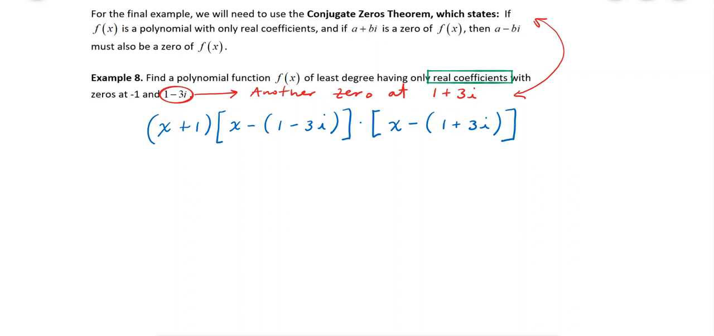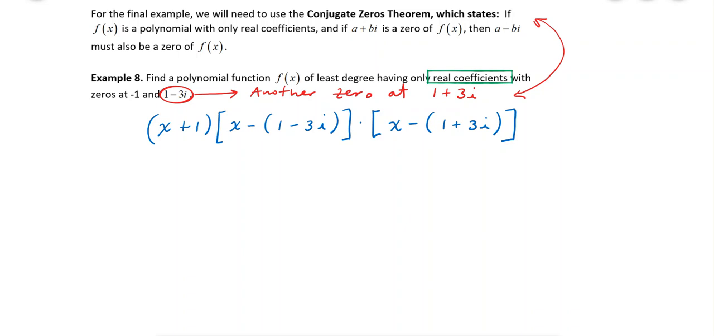This problem is a little bit different than the previous problem. Remember, the previous problem said you had to have degree 3. This one doesn't say that, it just says least degree, which it in fact will turn out to be degree 3 because of the 3 factors that we have here.